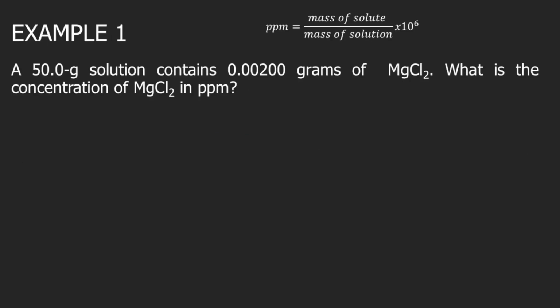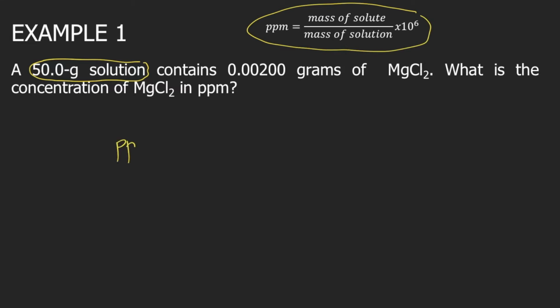Example 1, a 50-gram solution contains 0.00200 grams of MgCl2. What is the concentration of MgCl2 in ppm? In this problem, we are given the mass of solution, which is 50 grams. So we will use the first formula.